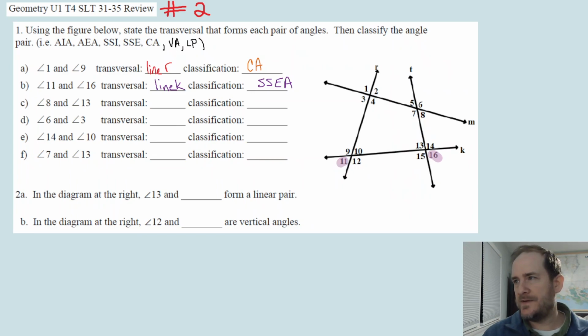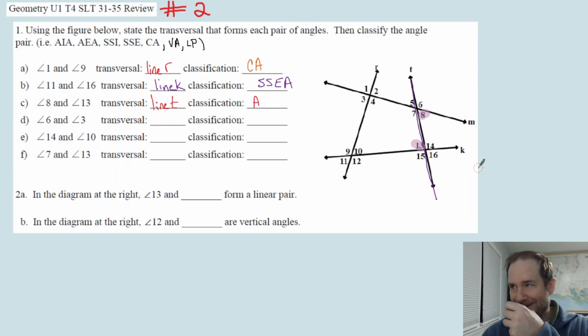Now we got 8 and 13, so that's 8, that's 13. So the one transversal cutting down through is line T. And what kind of angles are these? Well, again, I've got one to the right, one to the left. So that should feel like alternate. And they're both on the interior. So these are alternate interior angles.